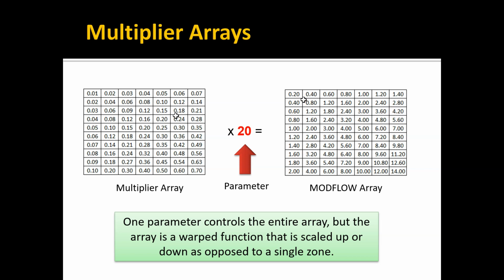I don't know if you've ever noticed, but in the MODFLOW array editor dialog that we use in GMS for things like recharge and hydraulic conductivity, at the top of the window there's a little multiplier constant, and the default is 1.